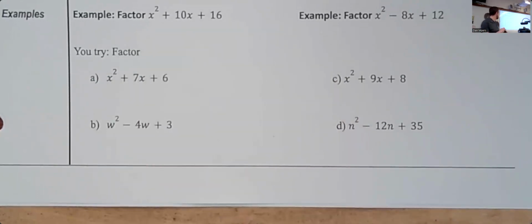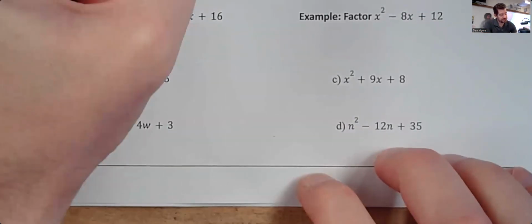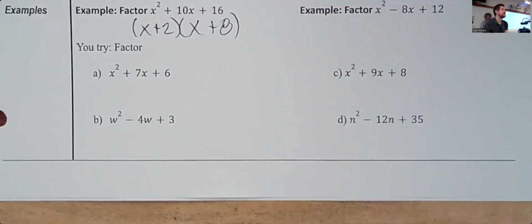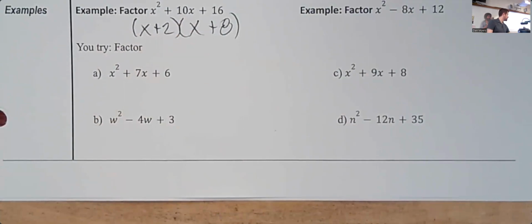And so what we can do is we can just write, basically undoing FOIL, x plus 2 times x plus 8. And that's the answer. You just separate your factors into the two sets of parentheses using your variable as the first term in each set of parentheses.